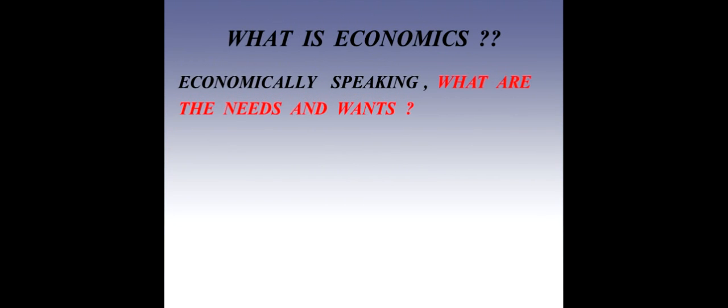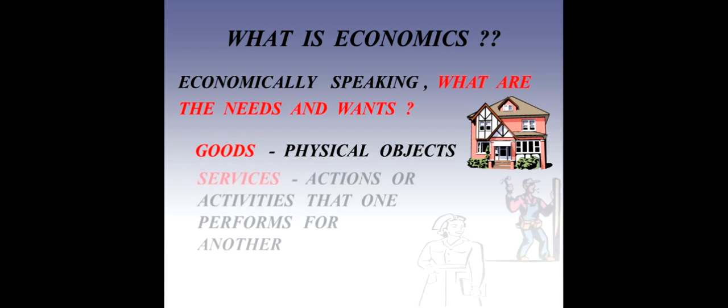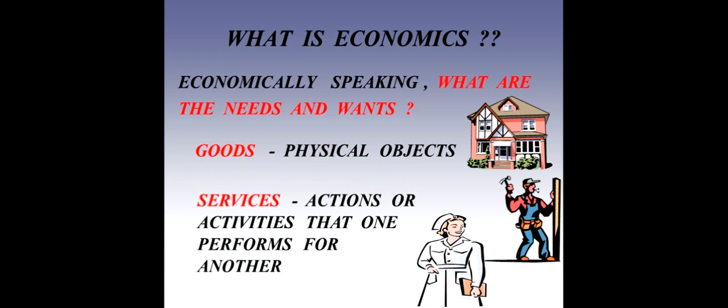The first thing that we're going to do is take a look at needs and wants a little differently, more from a technical economic perspective. What are needs and wants? Well, they're goods, which are physical objects, and services, actions or activities that one person performs for another.